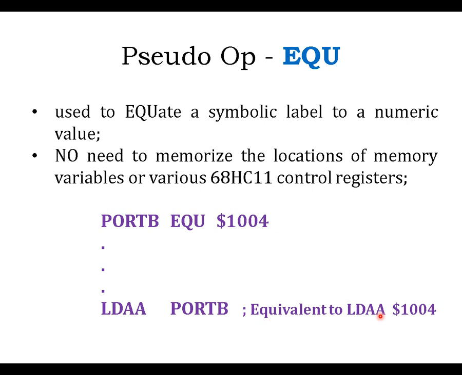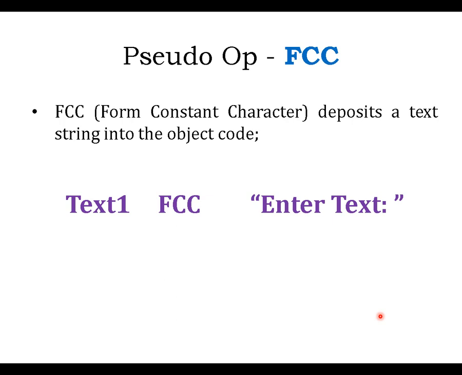Okay, so that's why we need to understand what EQU means, because every time you write something with EQU, you are trying to equate the label PortB with 1004. So pretty much every time you write PortB, it gets replaced by 1004. Another example is this. I think you have seen it as well.